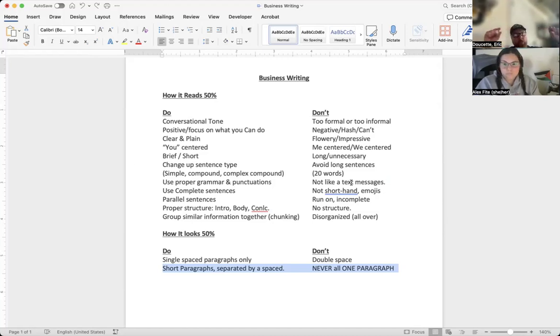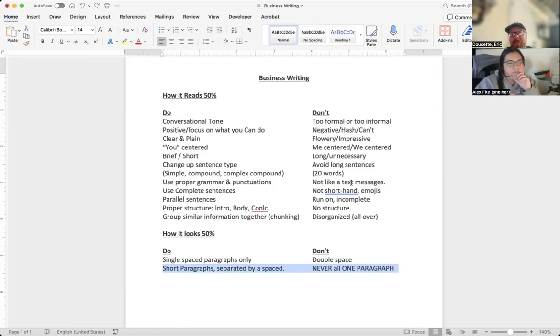So it should be little chunks of information as you go down the page, separated by space. And that's what we call white space. White space is the space between the paragraphs. And you might say, well, wait, wouldn't it be great to have double spacing and then all that white space between? No, your eye can't grab anything then. When you have little chunks, though, it grabs those really well. So that's short paragraphs.